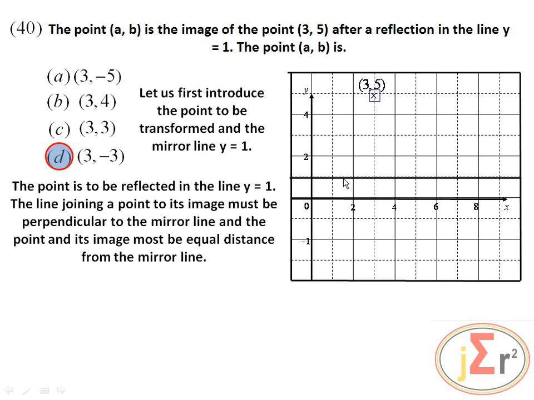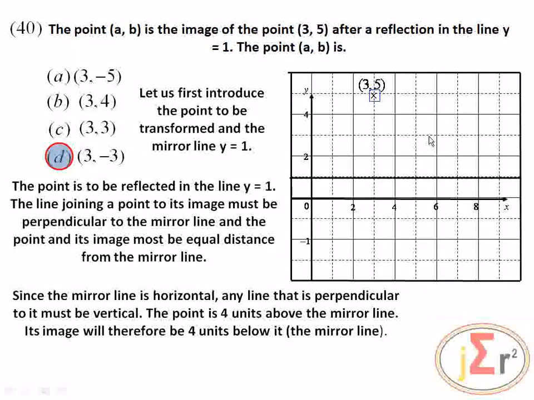Not difficult in this case because the mirror line is a horizontal line. So the line joining this point to its image will be a vertical one. It is present in the grid, so we have the vertical line right here along which the image will be located. Since the mirror line is horizontal, any line that is perpendicular to it must be vertical, as we said before.